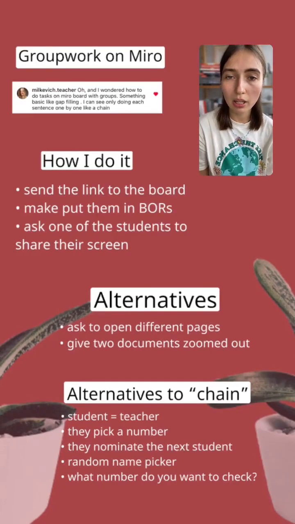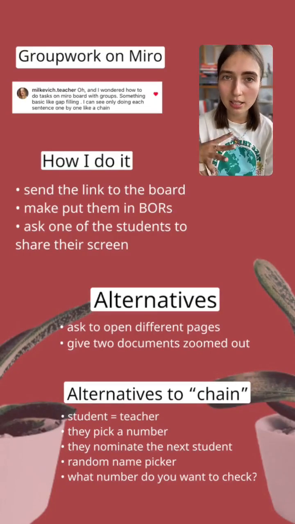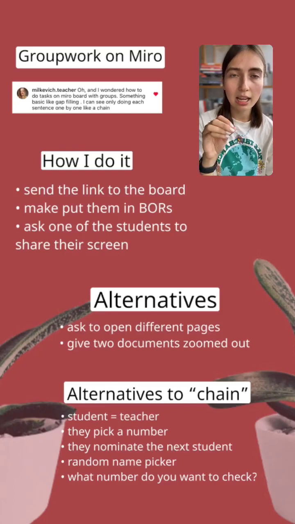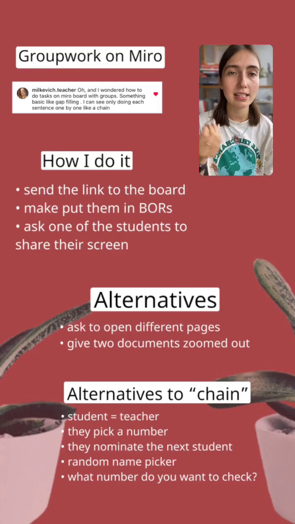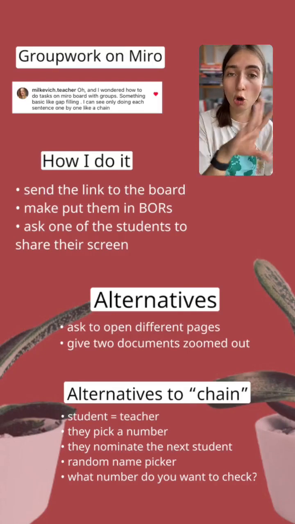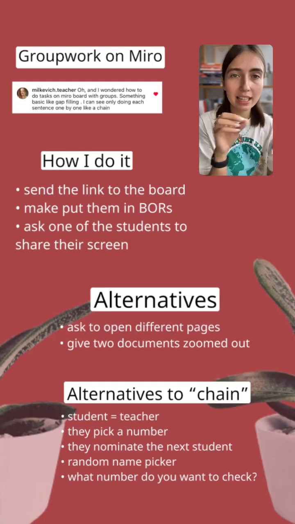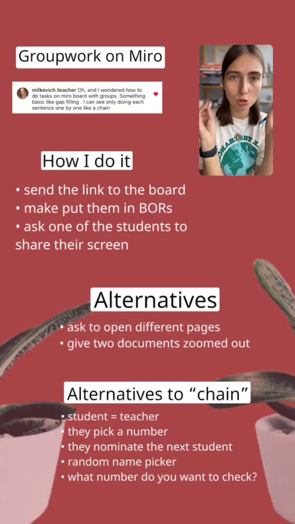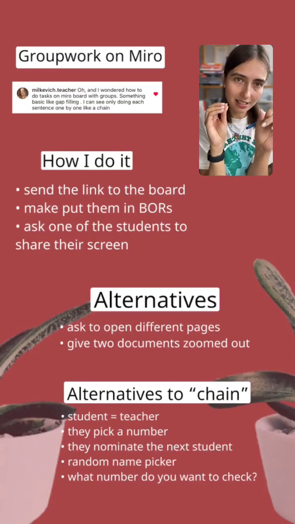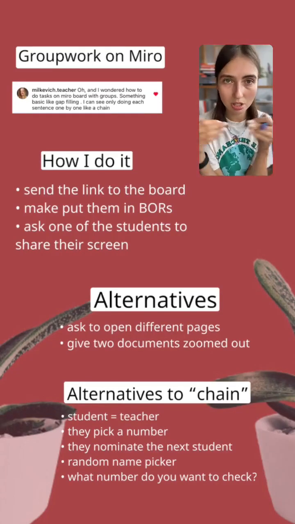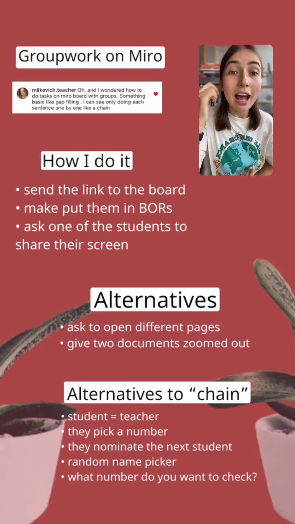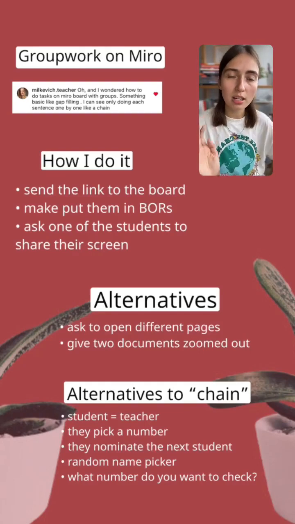Okay, cool. So alternatively, you can give a document. If you put a document on Mira, each student can open their own individual page and they will see their page only. So basically I can give one document and say, student A, you open page 1, student B, you open page 2. Or I can give two documents zoomed out, and student A can see their questions, and student B can see their questions, and then they can help each other and check. It's an alternative to doing it one by one in a chain manner.